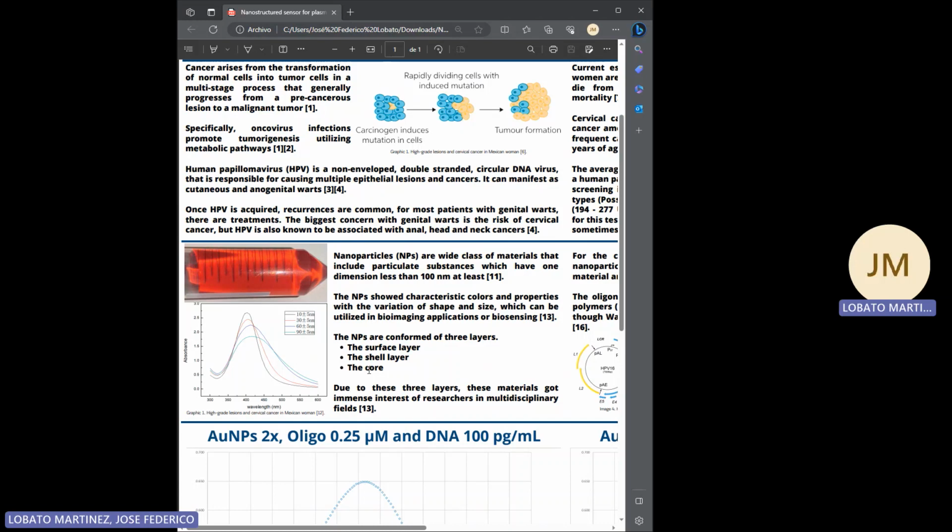The nanoparticles are composed of three layers. First, the surface layer that can be functionalized with a variety of small molecules, metal ions, surfactants, and polymers. Then the shell layer, which is chemically different from the core, and the core, which is the central portion of the gold nanoparticle. Due to these three layers, these materials have gained immense interest from researchers in multidisciplinary fields.